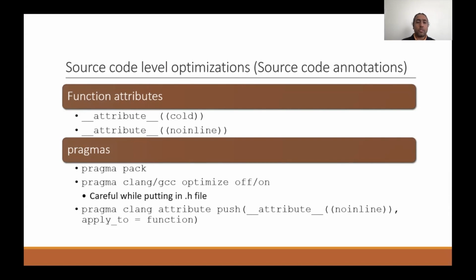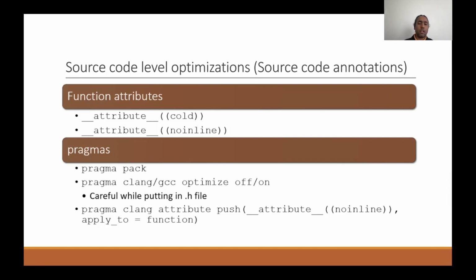Certain attributes help the compiler make educated optimization decisions, like attribute cold and attribute no inline. Attribute cold tells the compiler that a particular function is cold, meaning it is not used by performance critical parts of the program. So we don't need aggressive performance optimization there. And attribute no inline will disable inlining of that particular function. You want to do this only for very specific cases because they affect readability and increase maintenance issues.